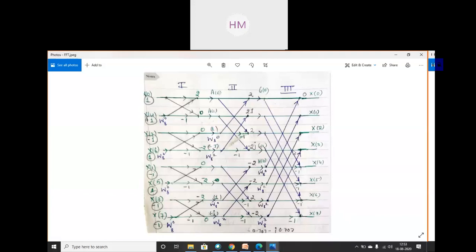You can write all the equations. x0 कैसे मिलेगा मुझे? x0 लाइन से and x1 लाइन से. Addition of x0 and x1 will give me capital X of 0. So I can find out the FFTs.